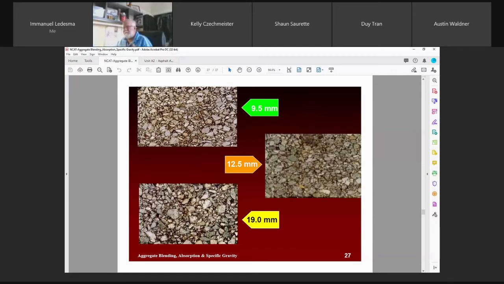Looking at different top size mixes. Here's a 19 millimeter, 9.5, a little bit finer, and one in between. So this just gives you an idea with your maximum nominal size of mix what you can expect your asphalt to look like. Okay?